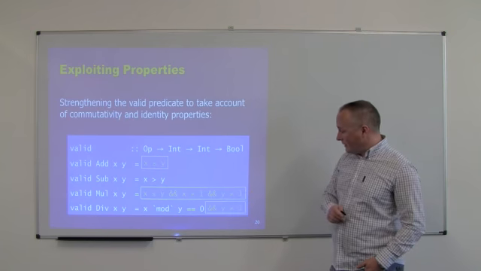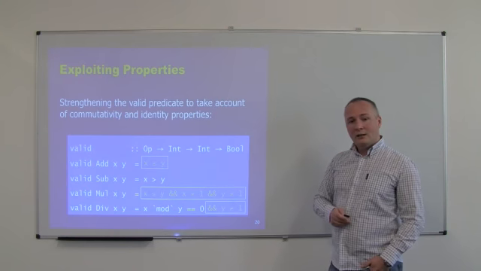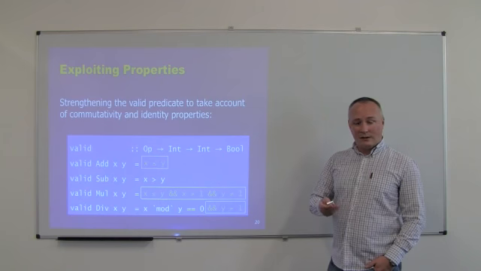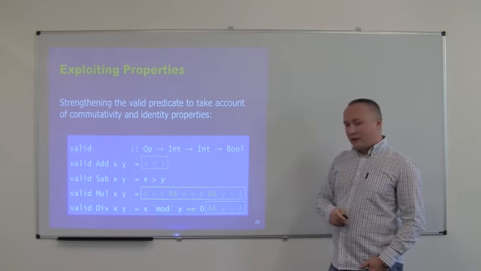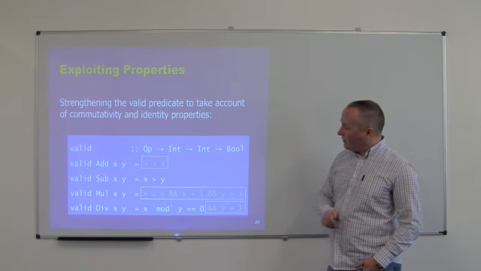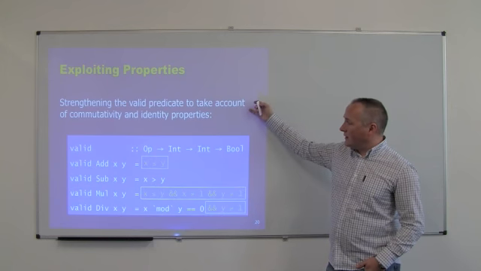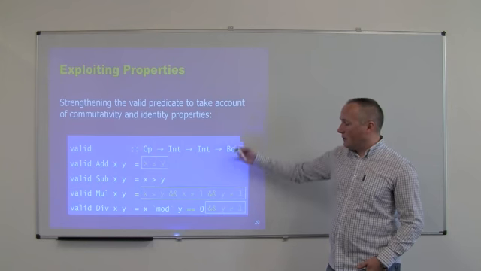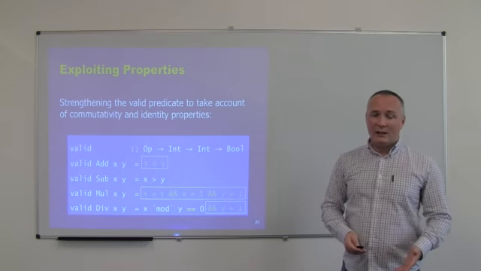Similarly, we can take account of the fact that there's no point in dividing by 1, because any number divided by 1 is itself, by putting on an extra little condition down here, which says that the second argument to division had better not be 1. Okay, so it's a nice little change we've made here. We've taken account of some simple commutativity and identity properties of some of the operators just by making some very small changes to our validity checker.